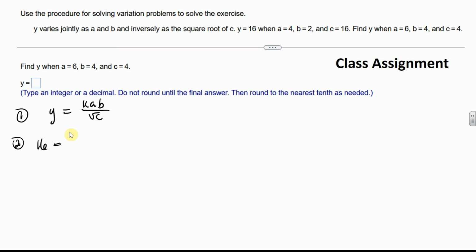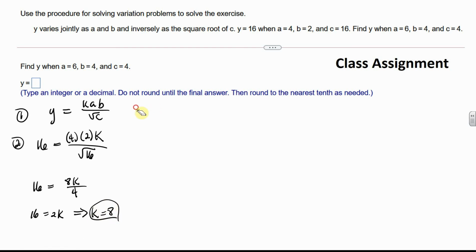Okay. Step number two, look at that second sentence, and they tell us that y is 16, is equal to, they tell us that a is 4, that a is upstairs, and b is 2, that's upstairs, times k, and that's divided by the square root of, they give us c to be 16. So we simplify that, we get 16 is equal to 8k all over 4. And so we get 2 times k is equal to 16. And so there that gives us k is equal to 8.